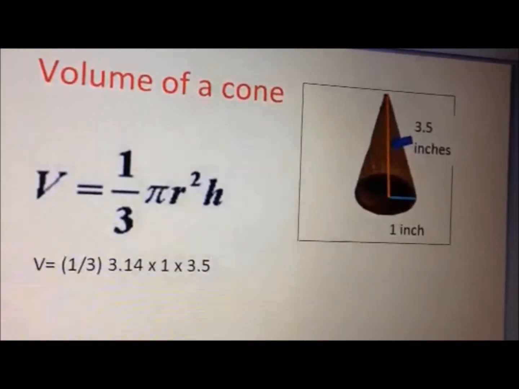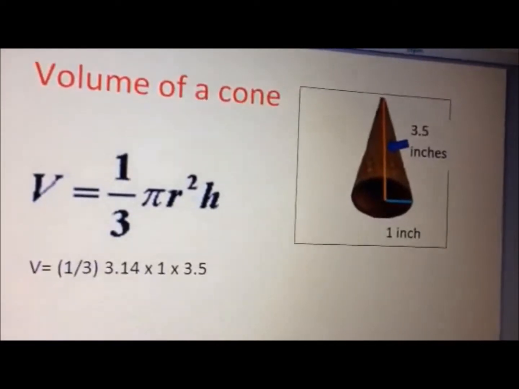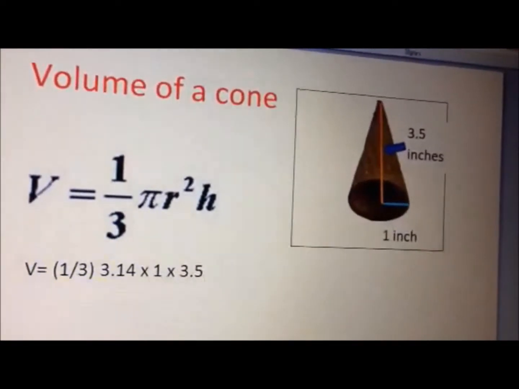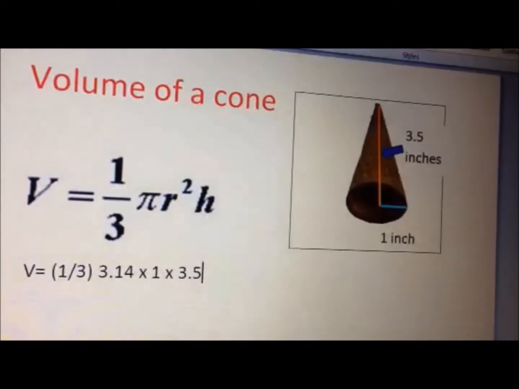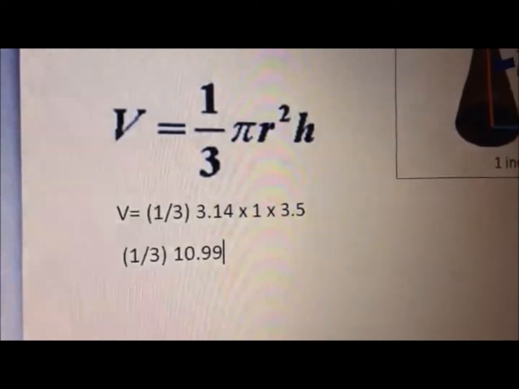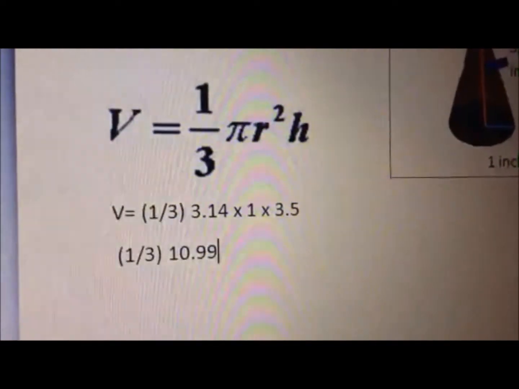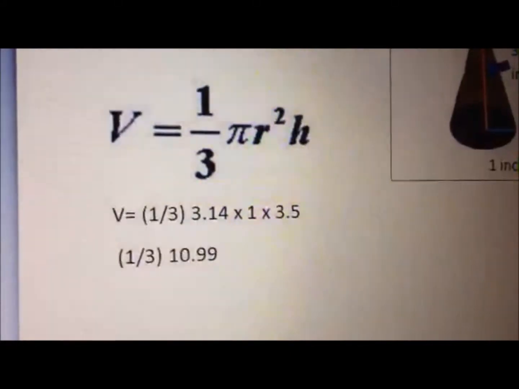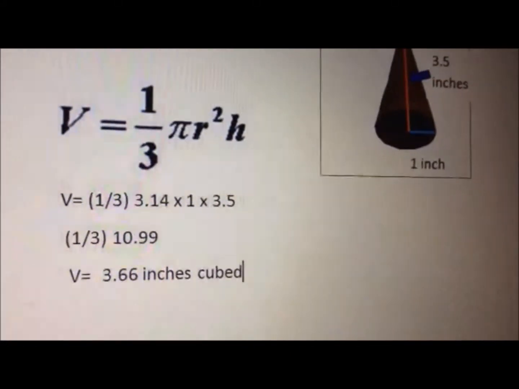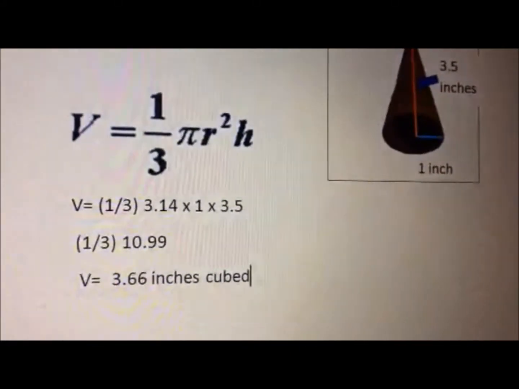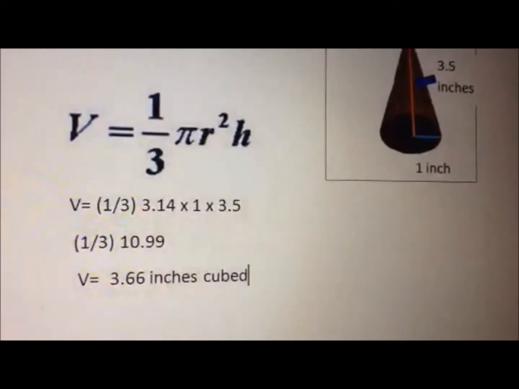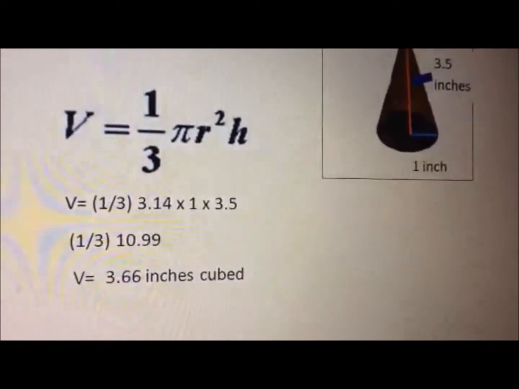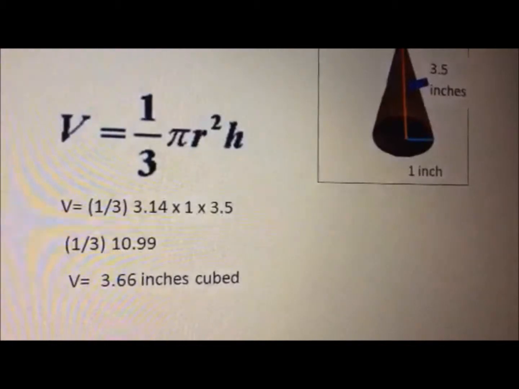Now, everything at the end is going to be divided by 3, but 3.14 times 1 times 3.5 is 10.99. 10.99 divided by 3 is approximately 3.66 inches cubed. Remember, this is approximate since we use 3.14 for pi.